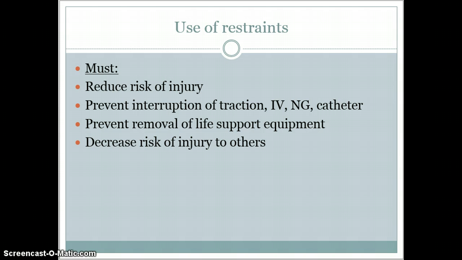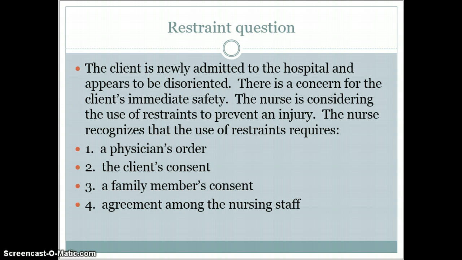And that's usually in the mental health unit. When somebody is out of control and they're hitting and punching and very aggressive, that might be when they get the restraint chair in mental health. When we think about an example, the client is newly admitted, there's a key word, to the hospital, appears disoriented. There's a concern for the client's immediate safety.